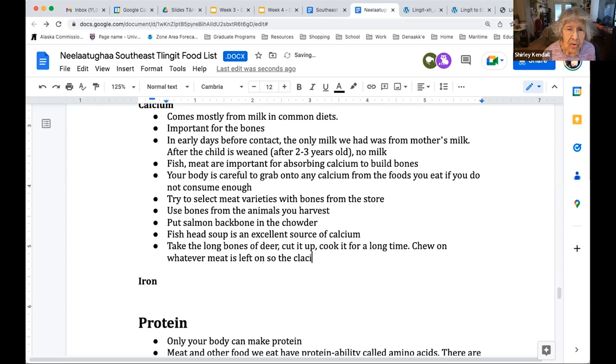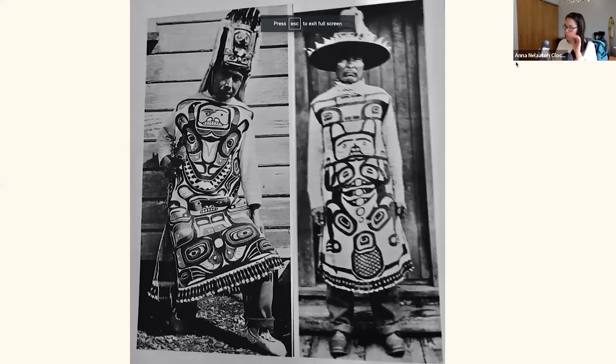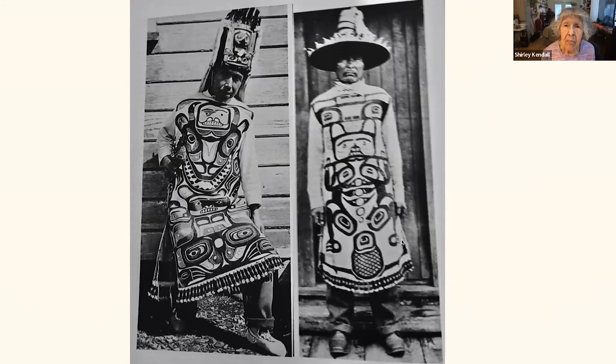So again, referring to the picture, you can see the men have nice straight legs. They were tall. They tend to look at us as being more tall than other natives, the way they're built and the way that we look. The Haidas and the Tsimsheans and the Tlingits, I think, are quite tall because of the way that we cooked our food to include all the bones.